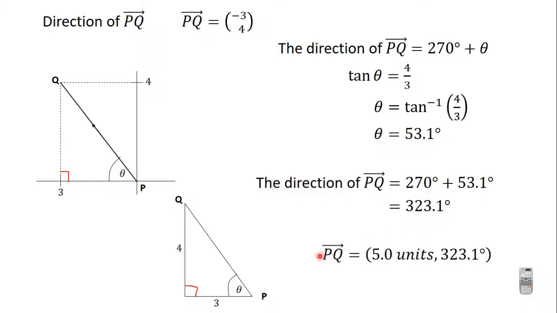So we can say that vector PQ, which is (-3, 4) in the column or component form, is the same as 5 units 323.1 degrees in the magnitude bearing form. So 5 units is the magnitude and 323.1 degrees is the bearing or the direction. So we solved quite a number of examples on finding the bearing and magnitude of a column vector. I'm sure you are conversant with how to solve it by now. Pick more examples and try your hands on it.